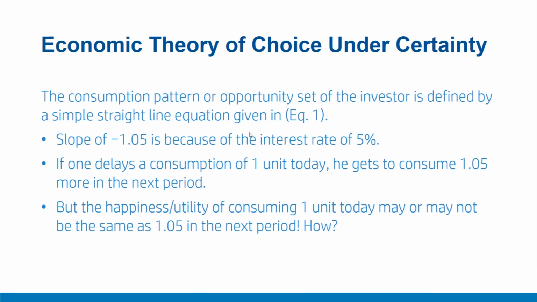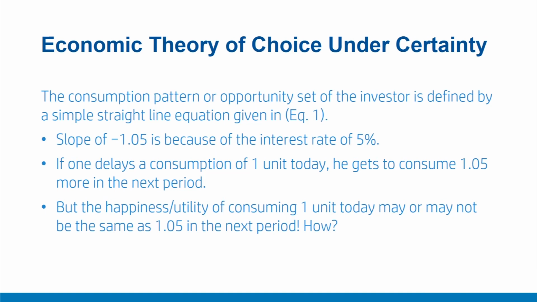The consumption pattern or opportunity set of the investor or individual shown here is defined by a simple straight line as was given in equation 1 or equation 2. This is an equation of straight line AC as we saw in the figure that passes through point B. The slope of this line was minus 1.05.